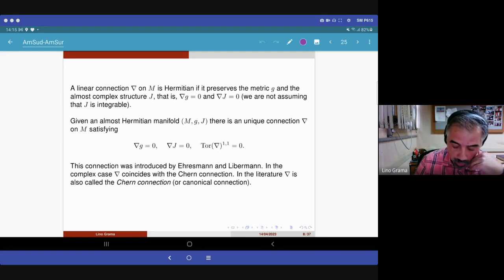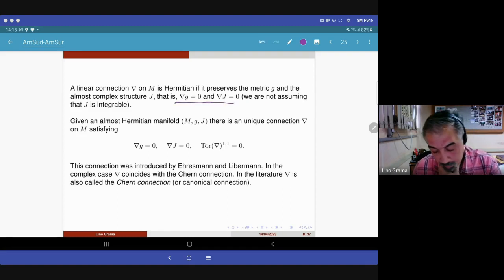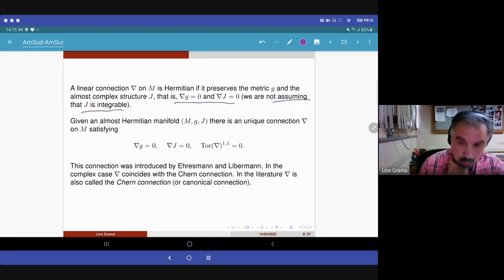A linear connection on M is called Hermitian if the connection preserves the metric and the almost complex structure, in this sense. Okay, this is important. We are not assuming that J is integrable.